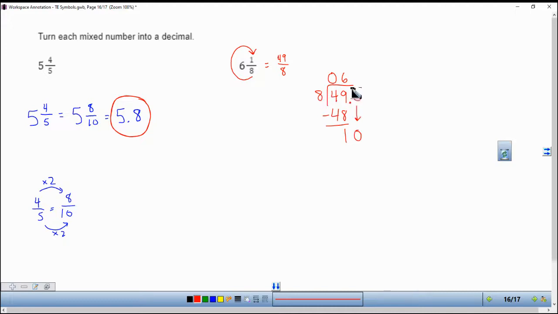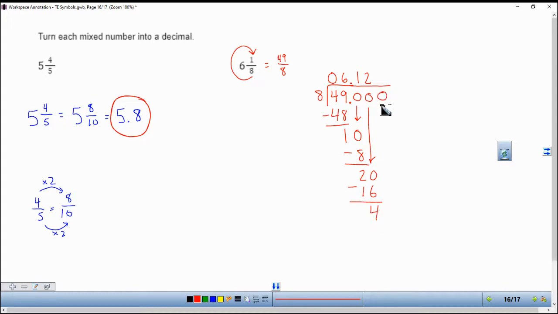8 goes into 10. Oh, I got to bring up my decimal point. It goes into 10 just one time. 8 times 1 is 8. 10 minus 8 is 2. Got to keep dividing, so bring that 0 down. 8 goes into 20 twice. 2 times 8 is 16. 20 minus 16 is 4.